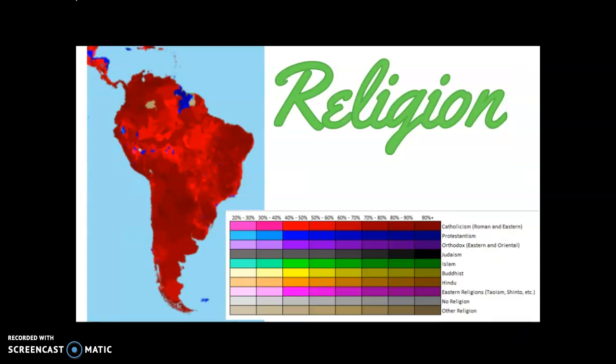Religion, almost all is red, which is Catholicism. So they are mostly Catholic because of the colonization of the Europeans. And there is blue, which would be Protestant. So that area in the north, Guyana, part of Suriname, is going to be Protestant, so that just means non-Catholic. The brown region is other religions, and those will tend to be tribal, because they live in this rainforest and they don't really practice an organized religion.